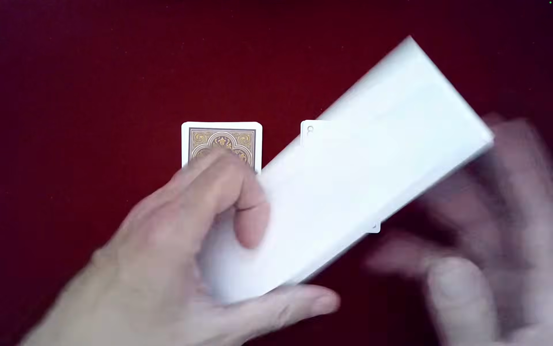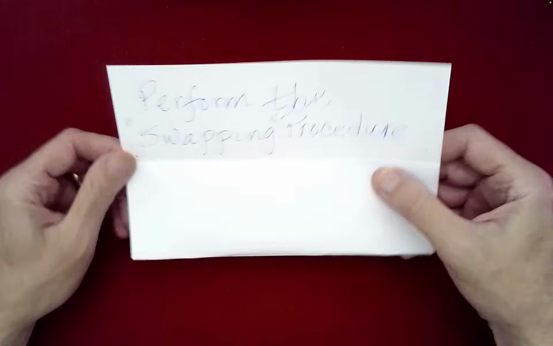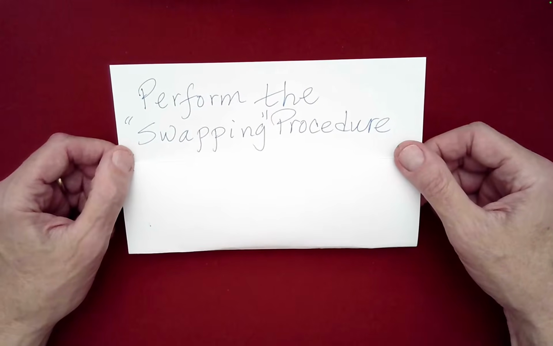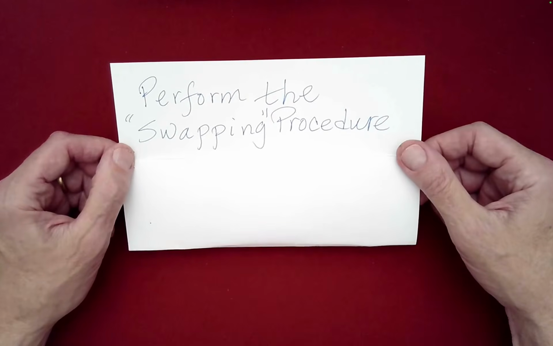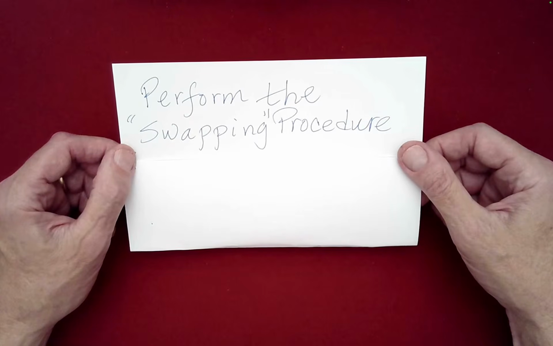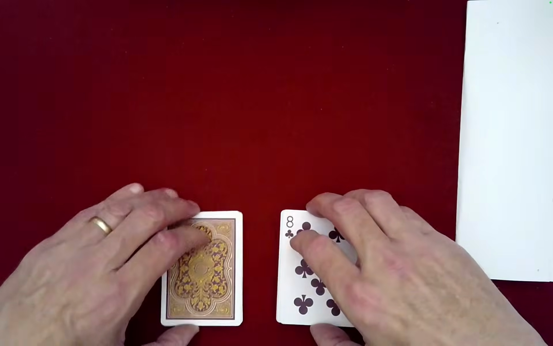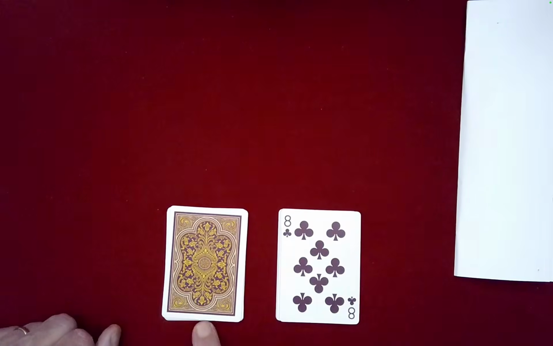Let's see, what's the first part here? Oh, now wait a second. First part's not necessarily a prediction, it's more of a request here. Perform the swapping procedure. Okay, so what's the swapping procedure? Well, let me see here. Let me just show that or explain it to you so you know what you're choosing.